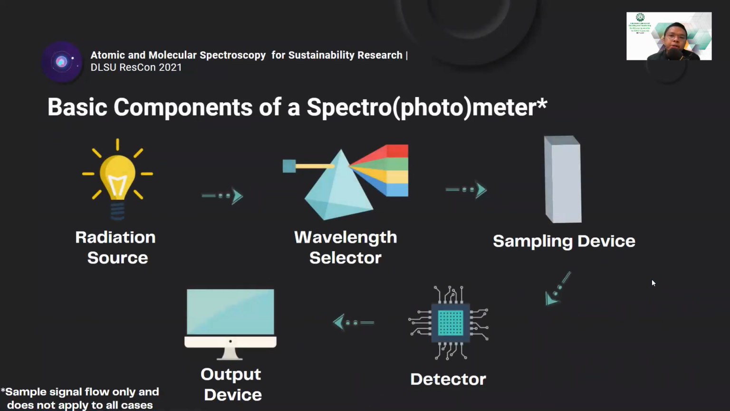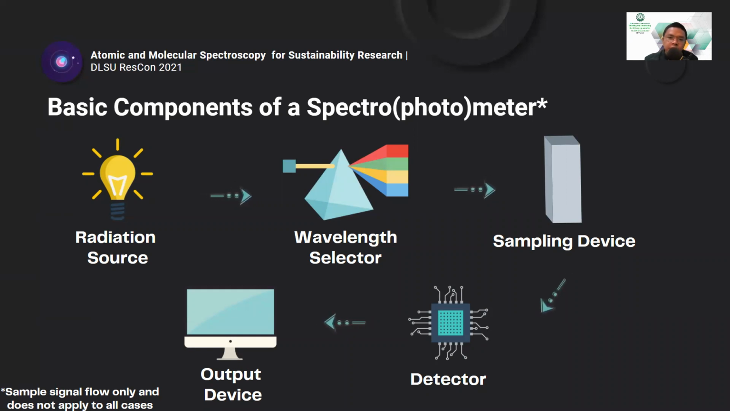So what are the basic components of these equipment that I've been mentioning earlier? Disclaimer lang, this is just a sample signal flow and does not apply to all cases. For example na lang, radiation source may not be needed if emission yung system. Okay, so again, these are the instruments or parts of the instruments.